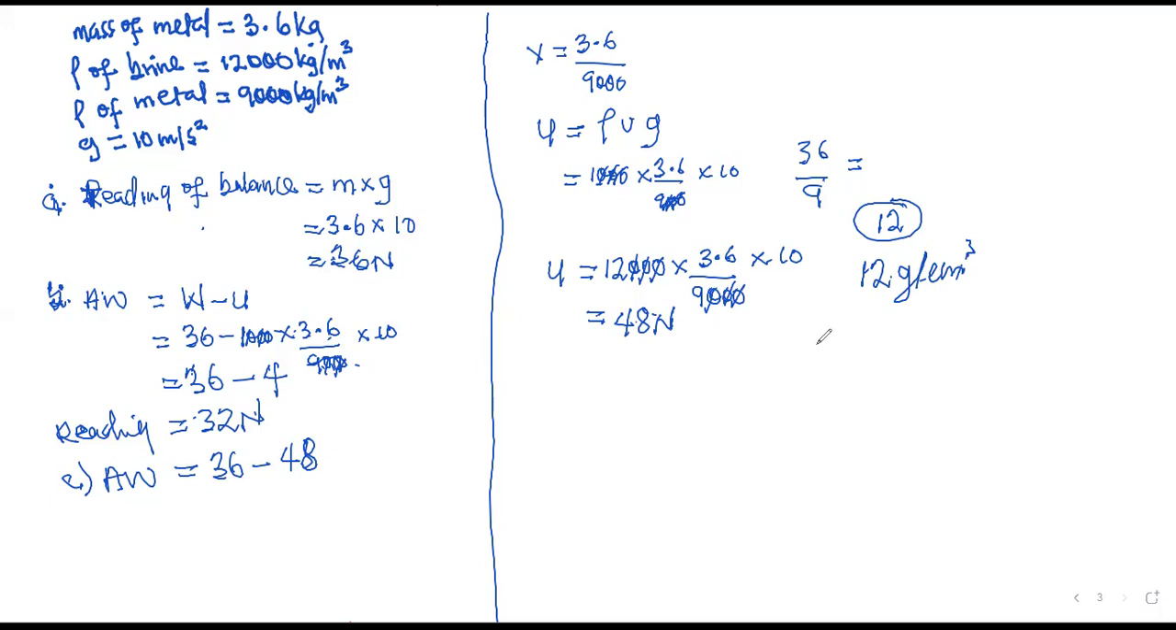Yes. Brine is just sea water. So if water has density 1.0 gram per cm cube, there's no way seawater would have 12 gram per cm cube. Maybe it's a typo error. It's supposed to be 1,200 kilogram per meter cube, which was mistakenly taken as 12,000. So ideally, it must be 1,200.